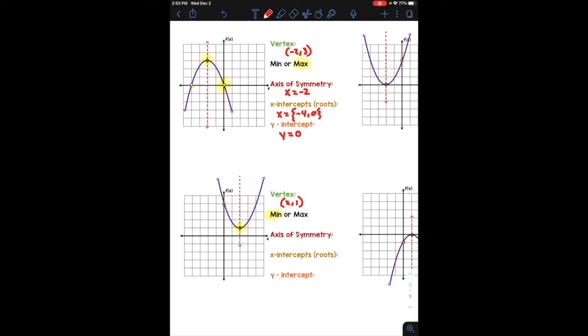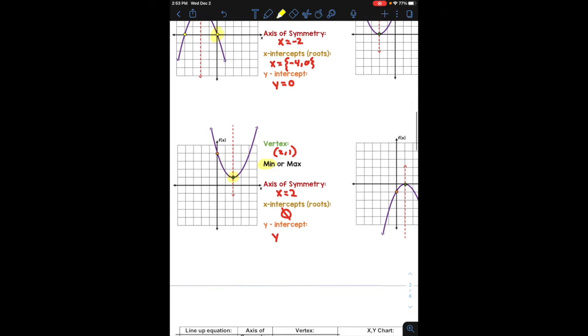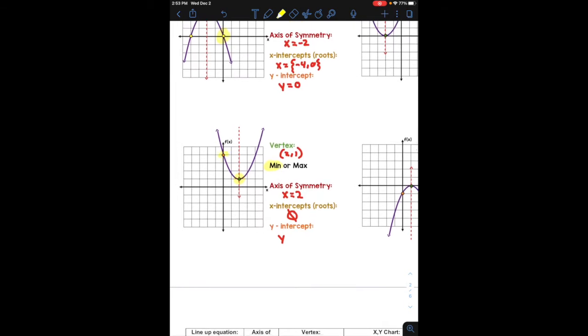The axis of symmetry is the vertical line, and the equation of that vertical line is x equals 2 because it crosses the x-axis at 2. There happens to be no x-intercepts or no roots here, so I would do the empty set notation, showing that there are none. There is one y-intercept. In this case, it is that orange point on the y-axis here, in which we'll say that that would be y equals 4.